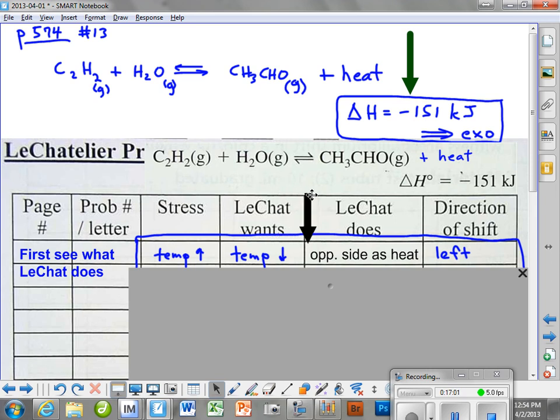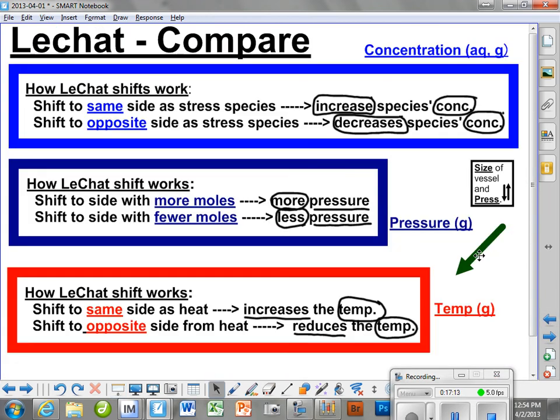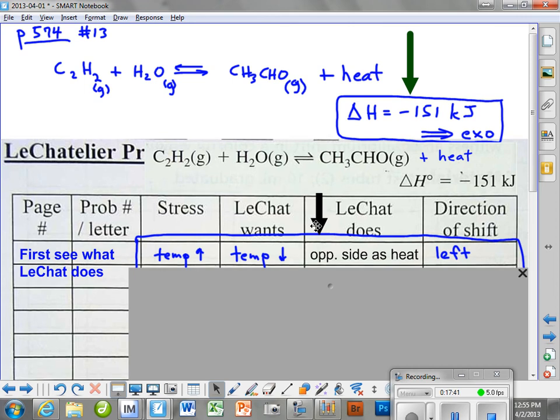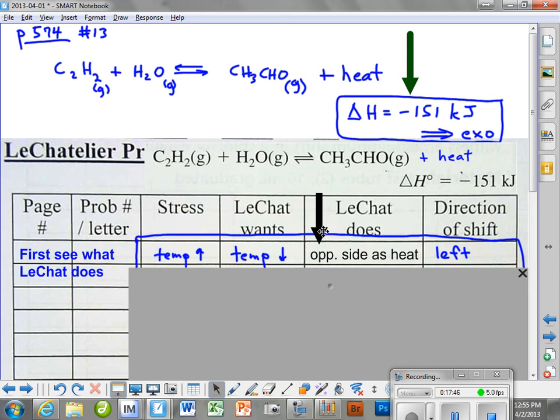And now, as you can see here, when we stress the system by raising the temperature, LeChat wants to decrease the temperature. And for LeChat to decrease the temperature, he has to move to the opposite side from the heat. Let's go back and look at that with temperature. If LeChat wants to increase the temperature, he's got to go to the same side. If he wants to reduce the temperature, he's got to go to the opposite side from where the heat is. I slowed down there because this takes a little bit of thinking and getting this into our heads. So the opposite side from the heat, since heat is on the right, will be the left, and the shift is to the left. So that's the temperature going up.